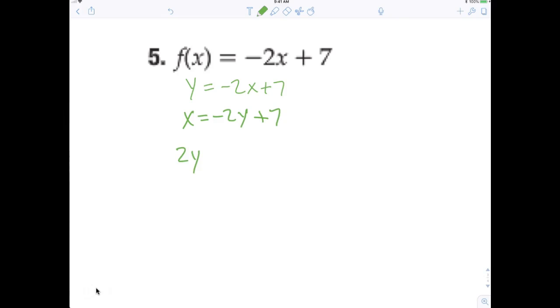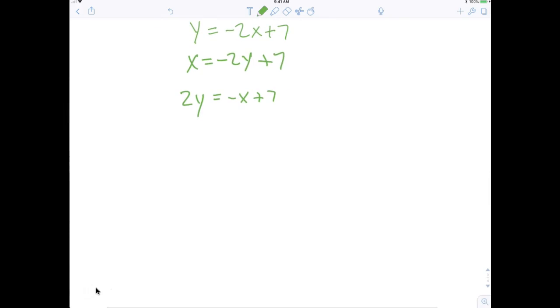Now, the 2y is on the side with the x. So now I have to move the what? If I move the x from the left and put it to the right, it becomes what? Negative. So 2y equals negative x plus 7. We're almost there. Divided by 2. Now, when you divide it by 2, here's how I want you to write it: y equals negative 1/2 x plus 7 halves.